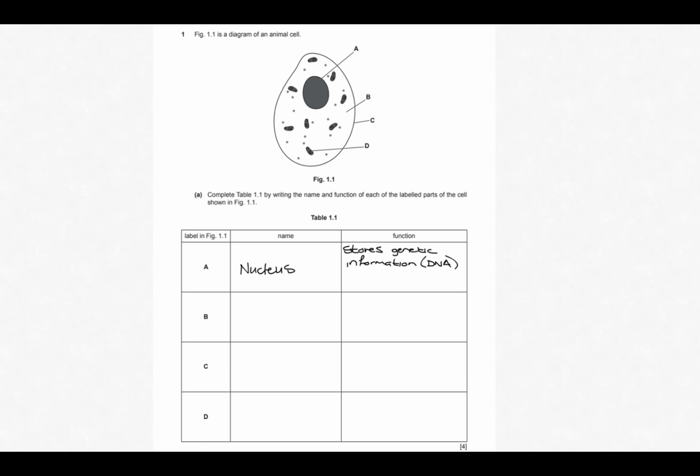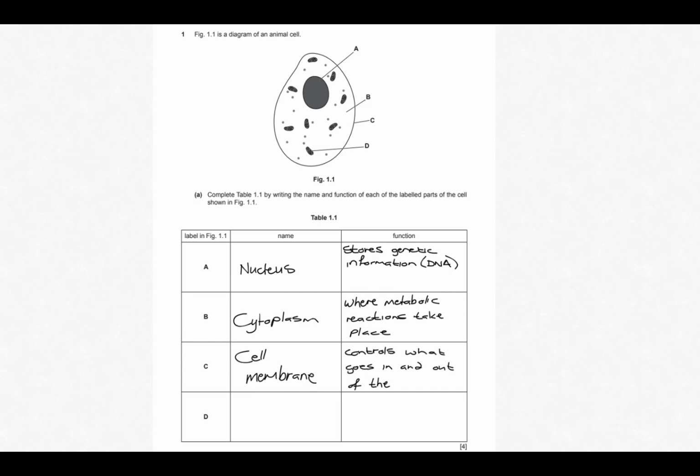We then have B. Now we can see that B kind of is indicative at this empty space inside of the cell, and this is called the cytoplasm. So this is where metabolic reactions take place. C then indicates the outer membrane of the cell. So this is the cell membrane, and this controls what goes in and out of the cell. Lastly, we have D, which is this tiny organelles, and we can see that they have indentations. This is the mitochondria. So remember, the mitochondria provides energy through aerobic respiration.